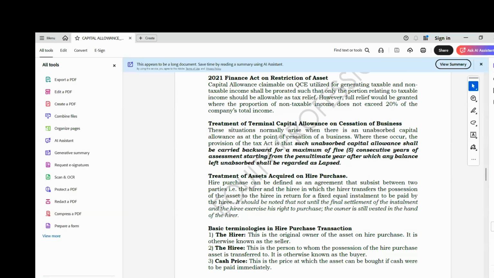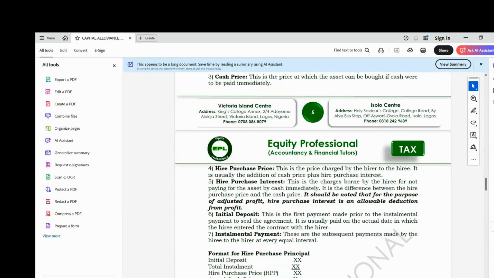Then we have the cash price. That is the price assuming you are not buying the asset on hire purchase. If I want to go to the market and buy the asset, how much will it cost me to acquire that asset? That is the cash price, the cost of buying the asset on cash and carry. Then we have the hire purchase price. Because I'm postponing payment, the owner of the asset is also going to add some interest.